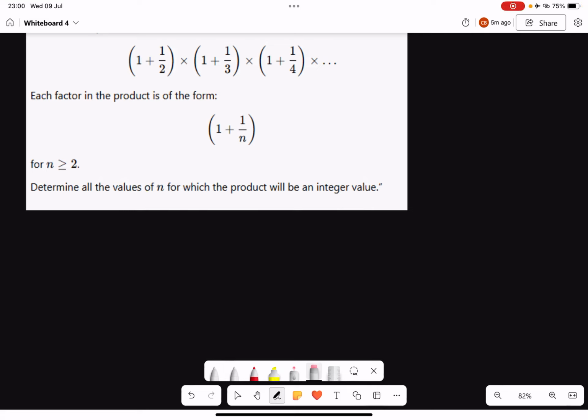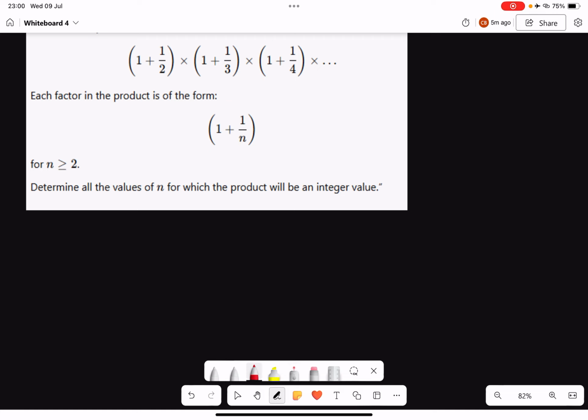Today we're tackling an elegant problem that appears deceptively simple but hides a fascinating pattern underneath. Let's look at this infinite product as given on the screen. Each factor in the product is in the form 1 plus 1 over n.